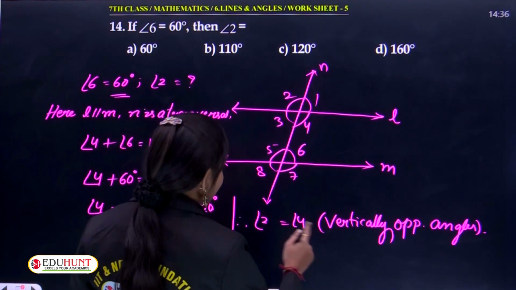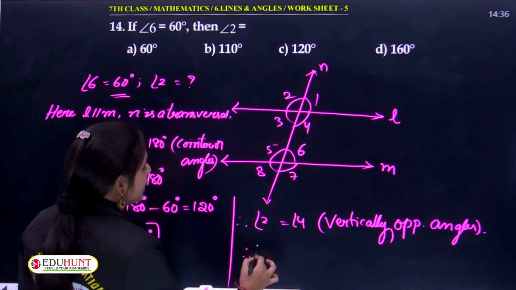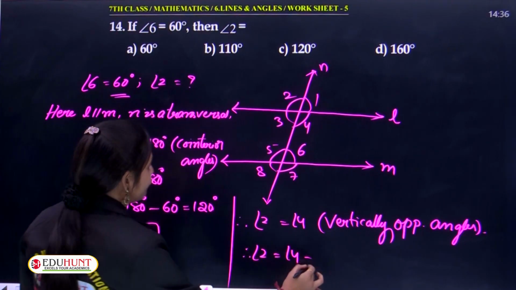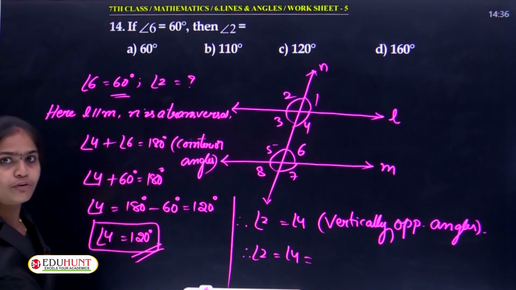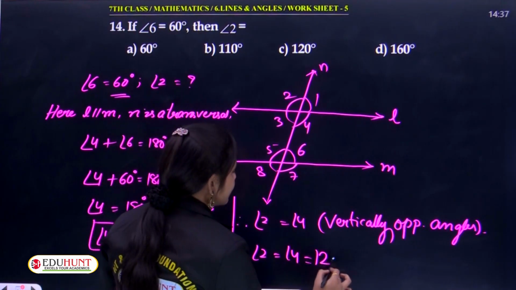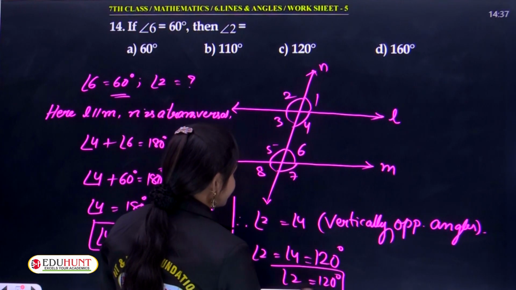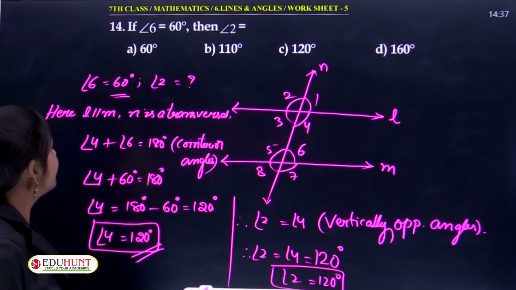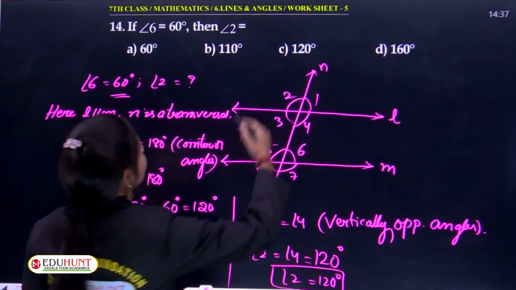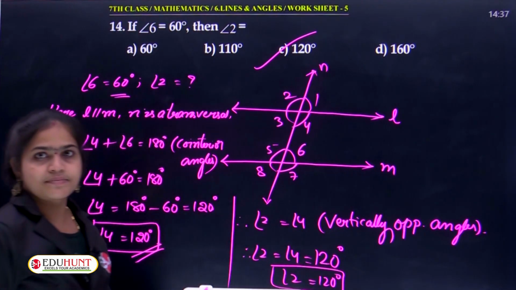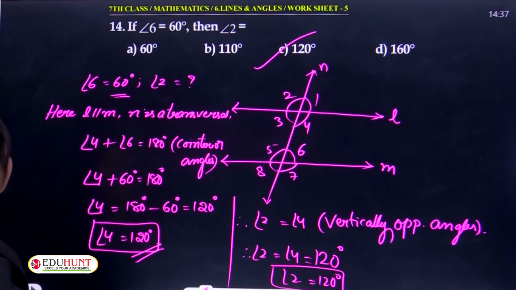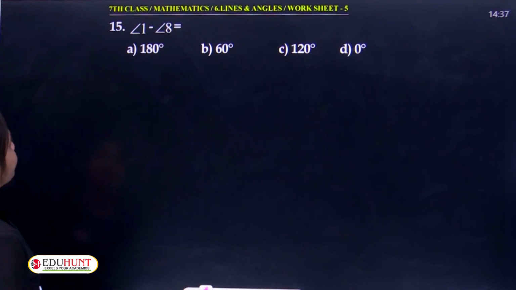As per that condition, angle 2 is equal to angle 4, and how much did we get for angle 4? 120 degrees. That's why angle 2 is equal to 120 degrees. Am I clear, ma? Then which option is correct? 120 degrees. Okay. Yes. Next, the 15th one.